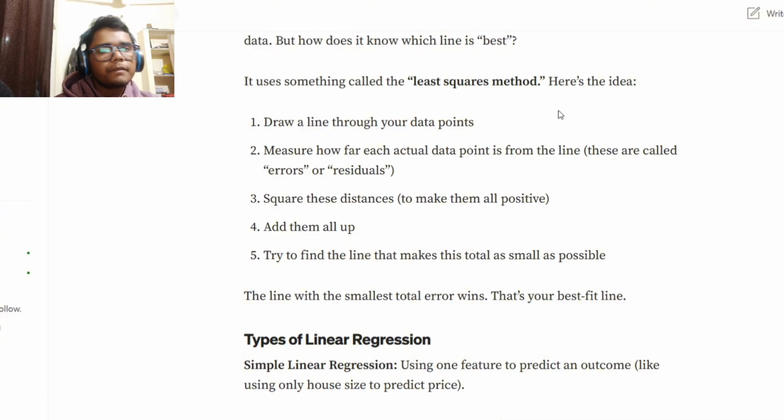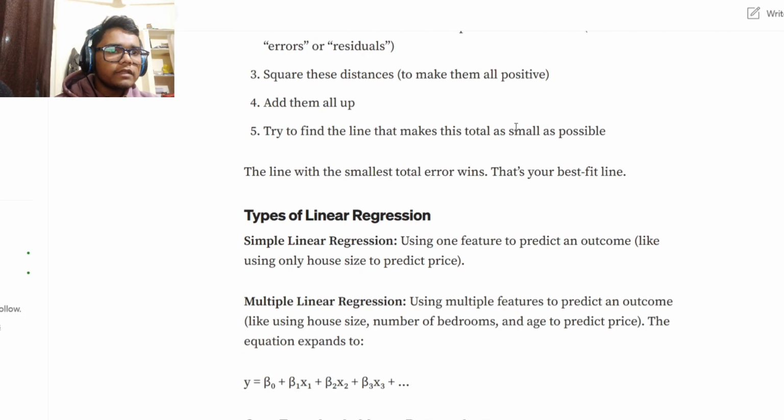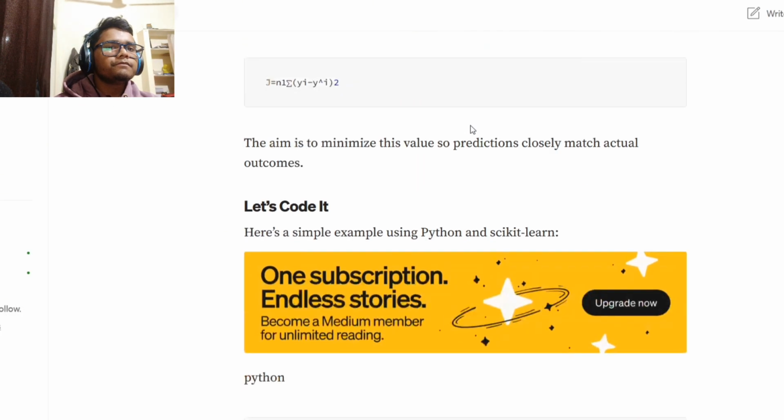Here is the idea. Draw a line through your data points. Measure how far each actual data point is from the line. Square this distance and add them all up. Try to find the line that makes this total as small as possible. The line with the smallest total error wins. That's your best fit line.